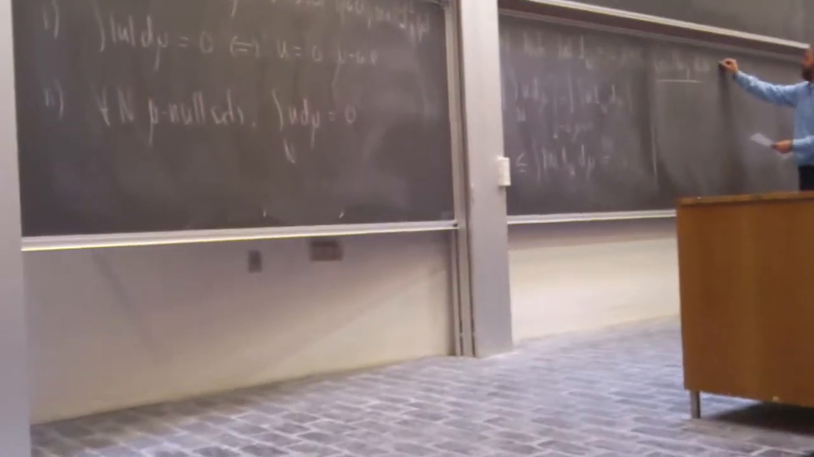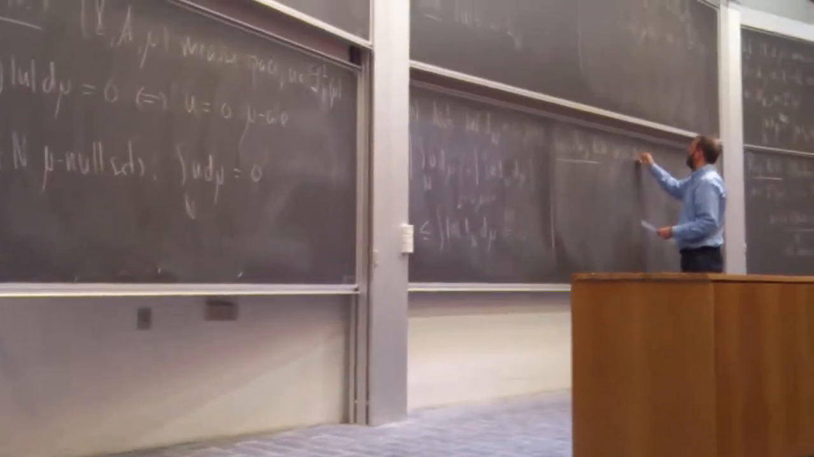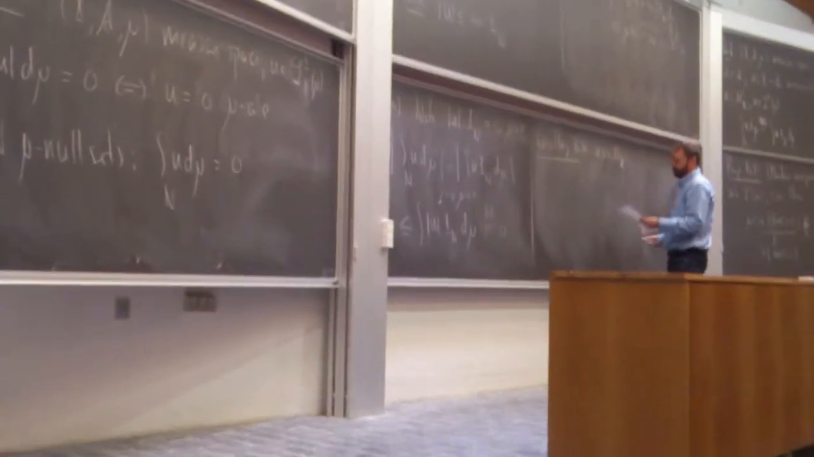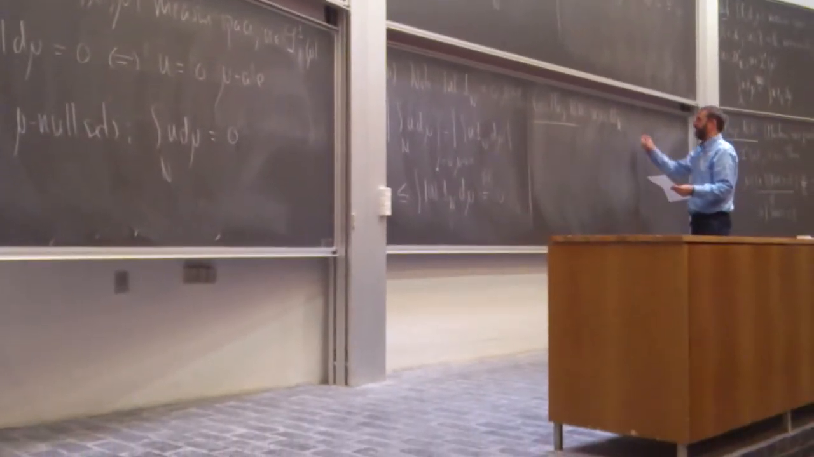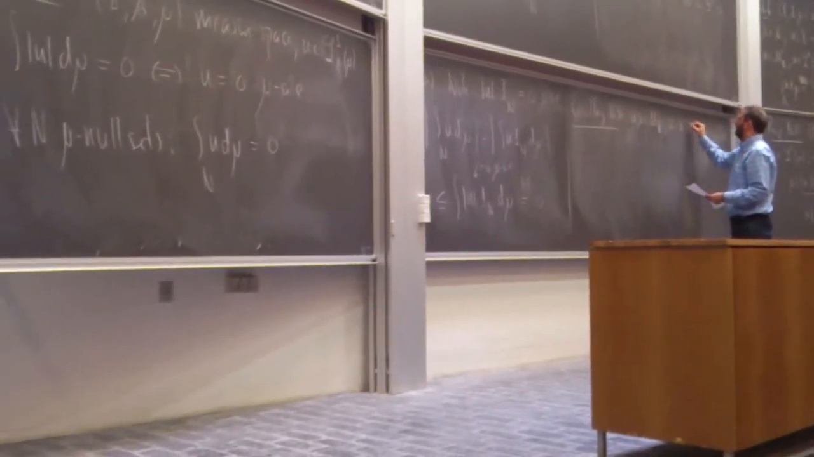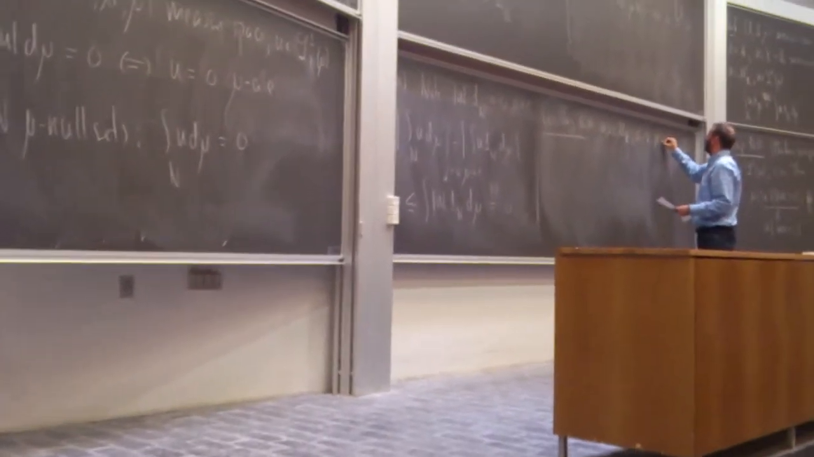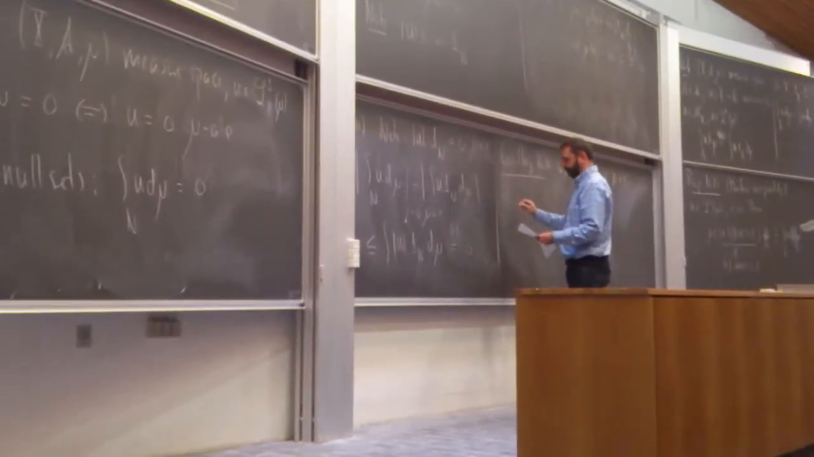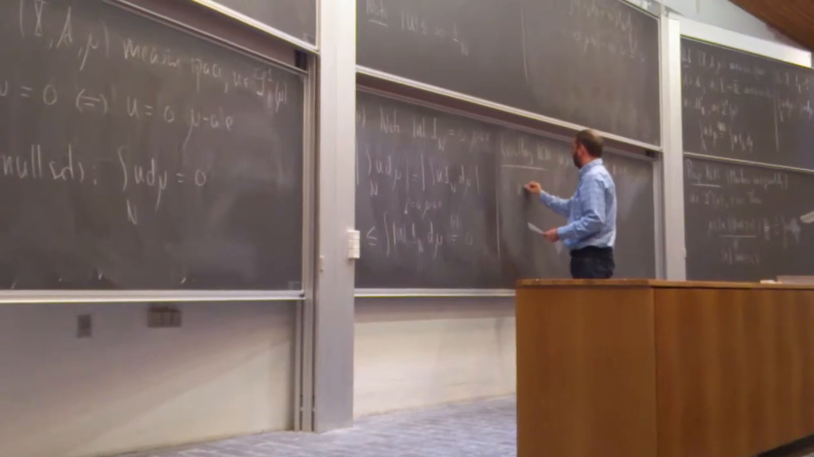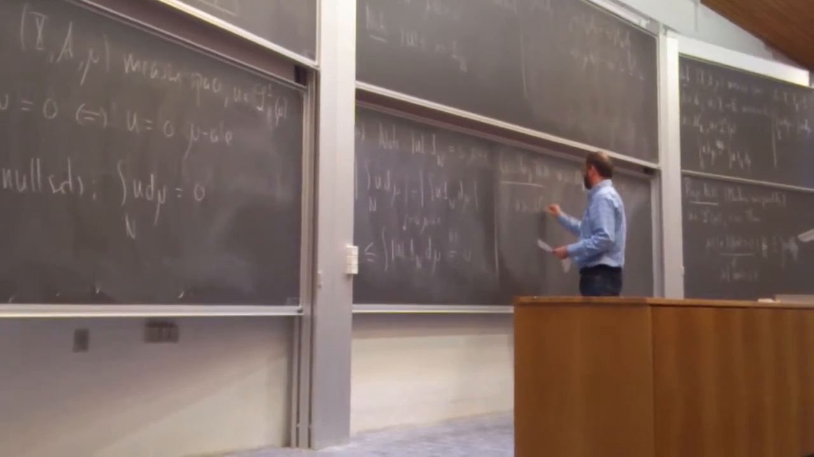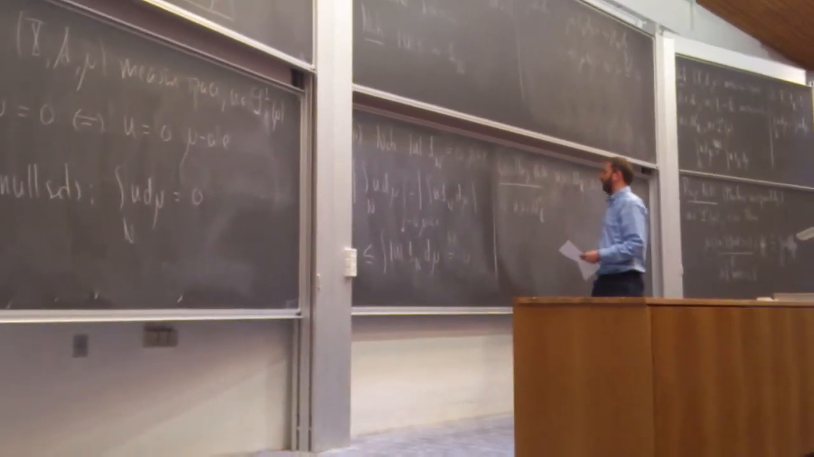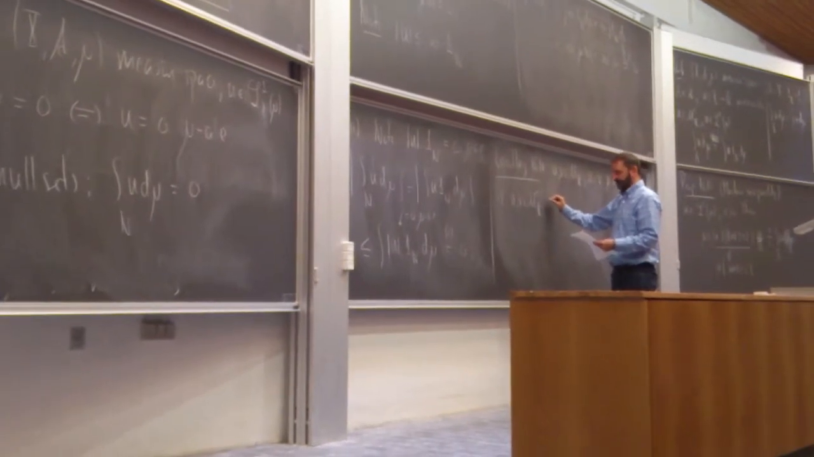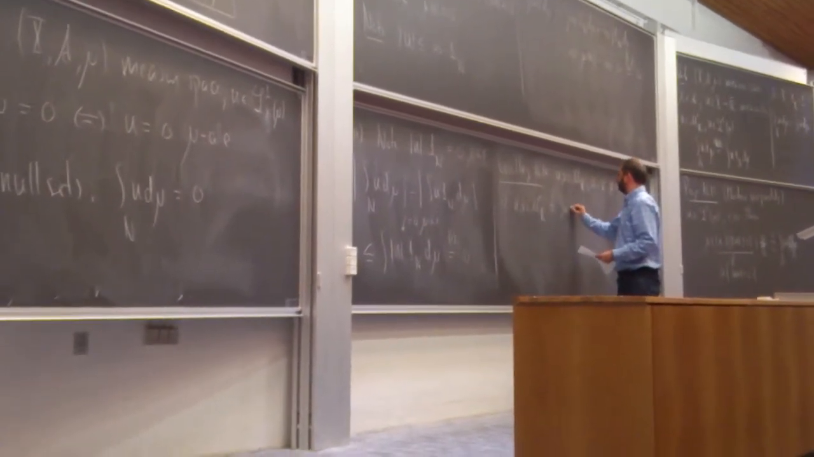It says the following: suppose that u and v are measurable functions to the extended reals, and also suppose that they are equal mu almost everywhere. Then what can we say? Well, if u and v are positive, then they have the same integrals.